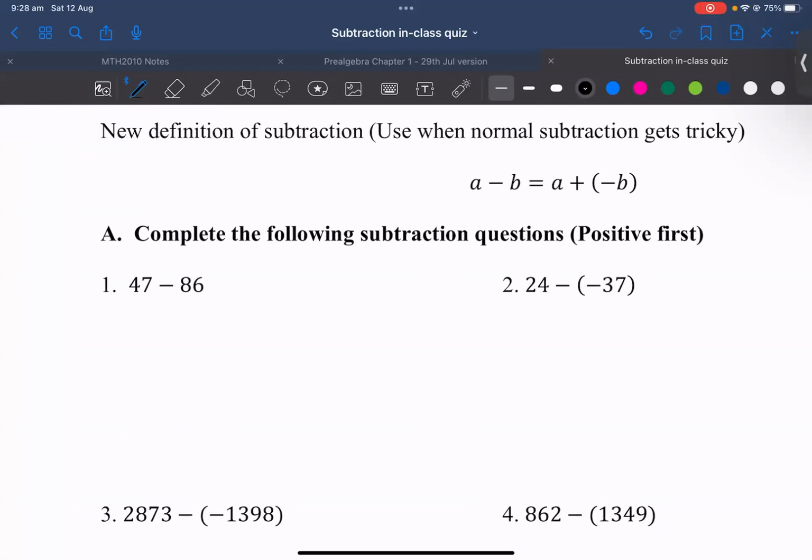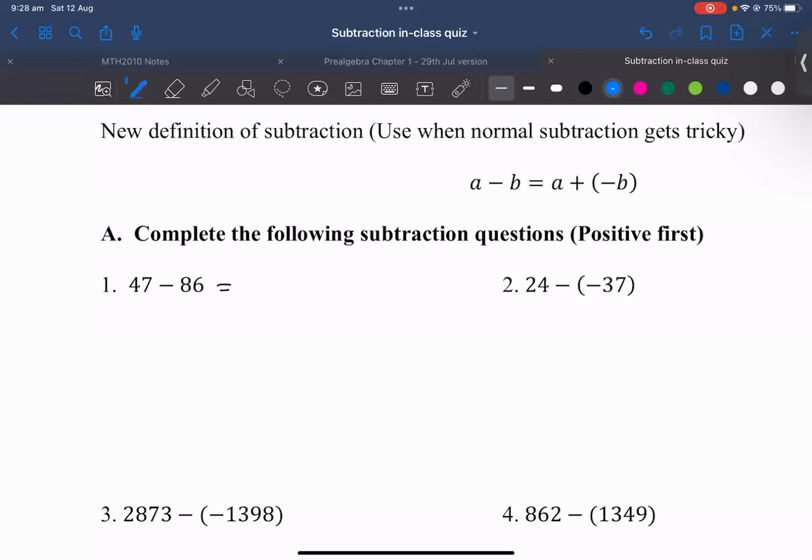Okay. So did anyone struggle with this question? 47 minus 86. If you did, it's fine. You're not bad at math just because you struggle with it. For some people it's a new concept, for some people it's not. So if it's a new concept and you're struggling, please let me know.